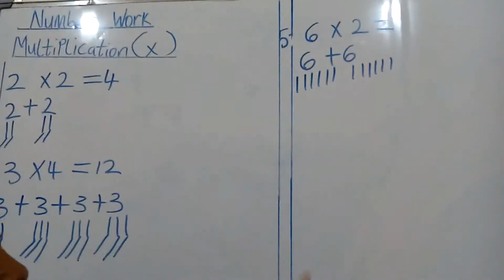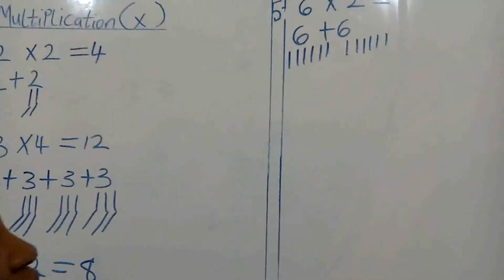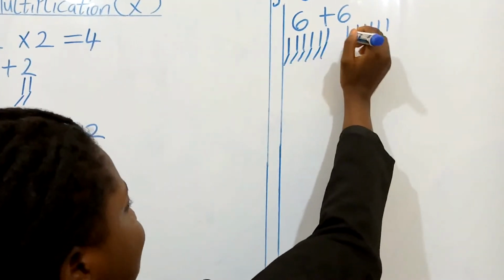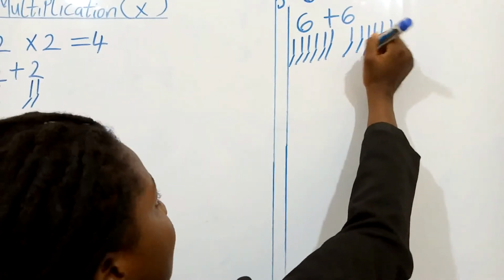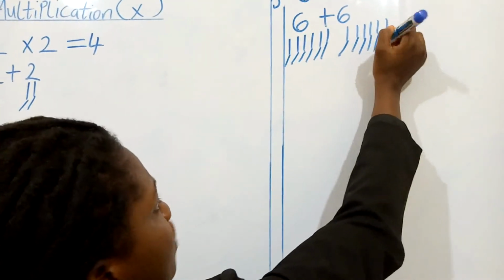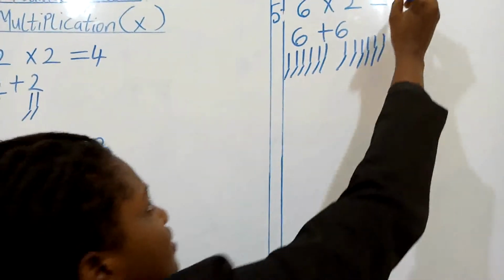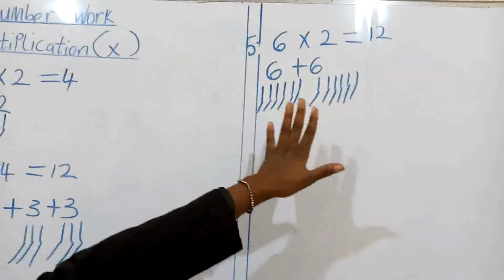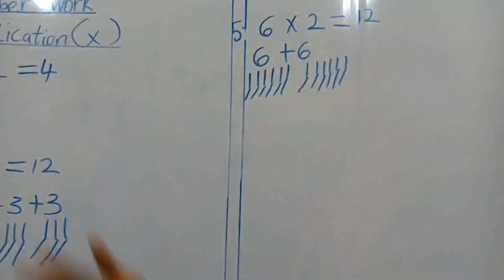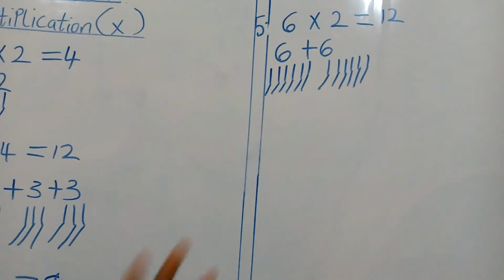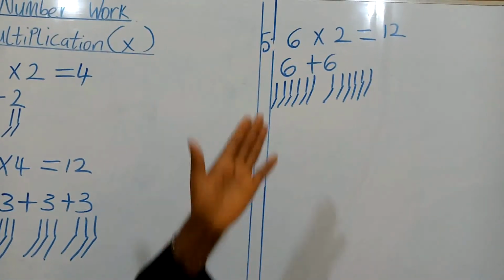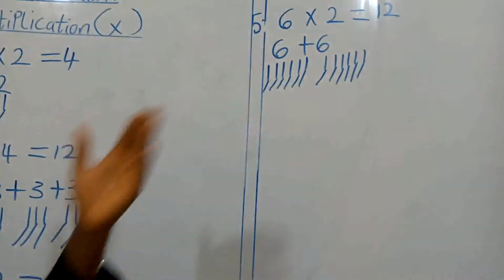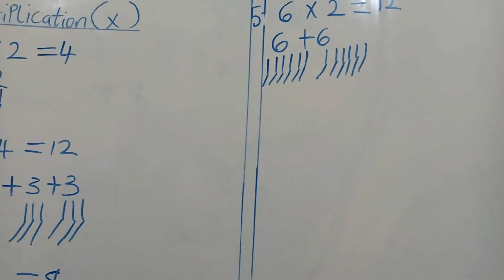After that, what will we do? We count all the strokes together. Let's count. 1 2 3 4 5 6 7 8 9 10 11 12. 12. Did you see that? Lovely. So with this method, we can multiply any number, even 20 times. Lovely. So have you seen how we did it? So now, how did we get 12? Can you tell mommy how we get 12?